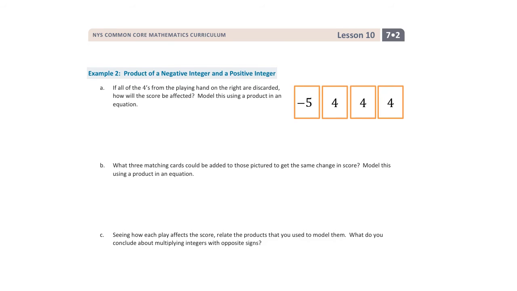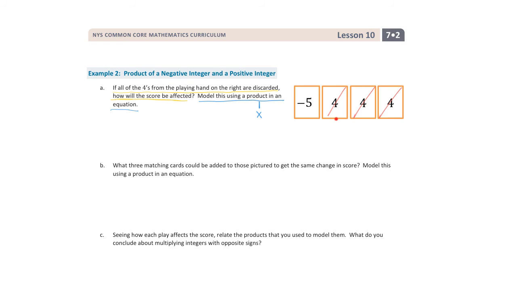Example 2, product of a negative integer and a positive integer. A, if all the 4s from the playing hand on the right are discarded, how will the score be affected? Model this using a product and an equation. So first of all, let's think about what our question is asking. It says, how will the score be affected if all the 4s from the playing hand on the right are discarded? To explain this, it wants us to model using a product and an equation. Let's remember that product means multiplication. Let's look at our cards.